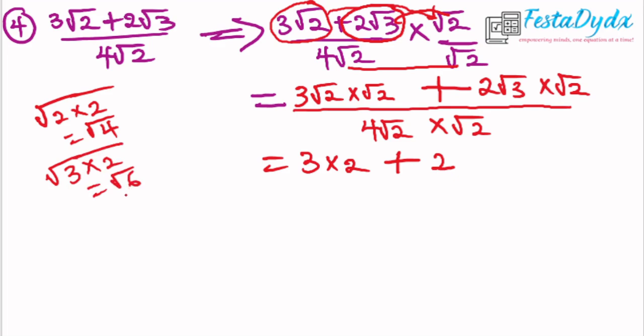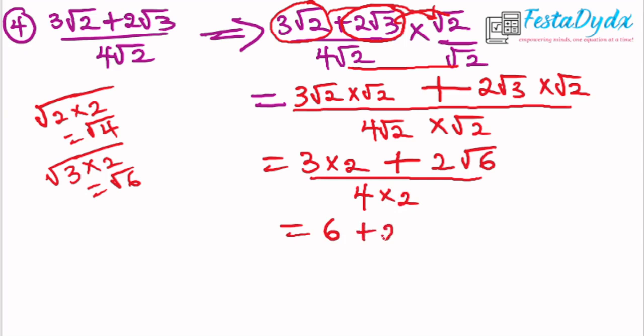So this is not a perfect square. Just write our root 6 back. Root 6, then all over 4, the whole number. Then the root 2 times root 2. Root 2 times root 2 is root 4, which will give us 2. So times 2. Then we are left with 3 times 2 is 6 plus 2 root 6 all over 4 times 2 is 8.